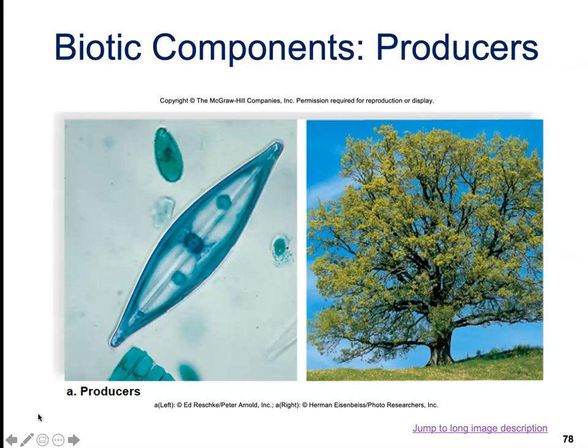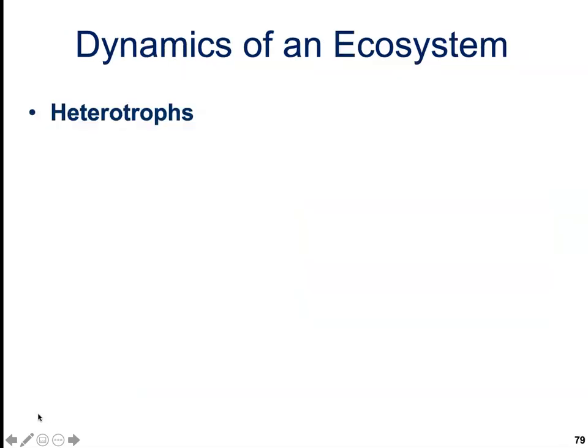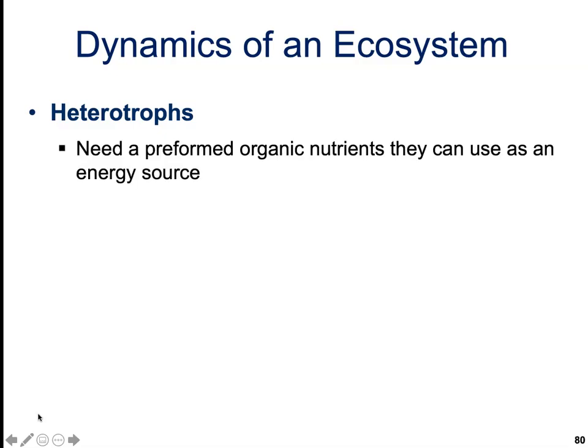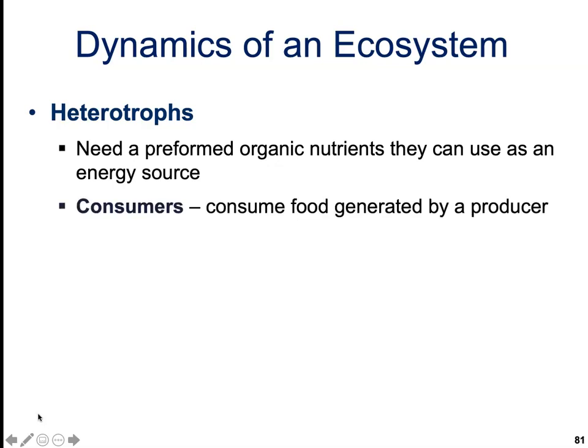Here is a great example of our autotrophs, things like algae or plants. These are our photosynthesizers, primarily responsible for turning inorganic materials into organic materials using solar energy. We are also going to have heterotrophs. Heterotrophs need pre-formed organic nutrients that they can use as an energy source. There are a lot of different heterotrophs, but they are also known as consumers. They have to consume the food generated by a producer.